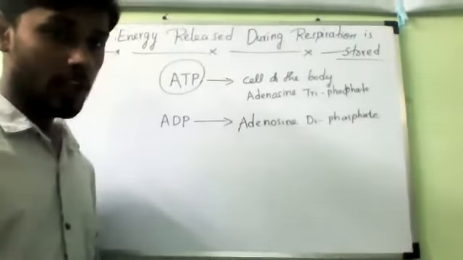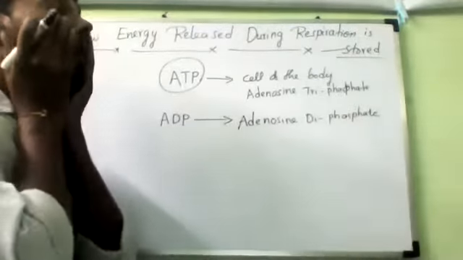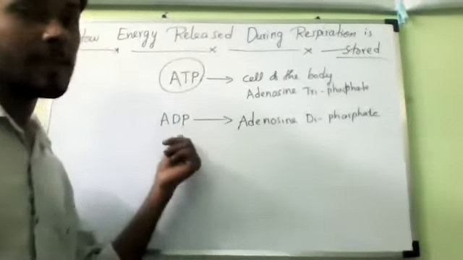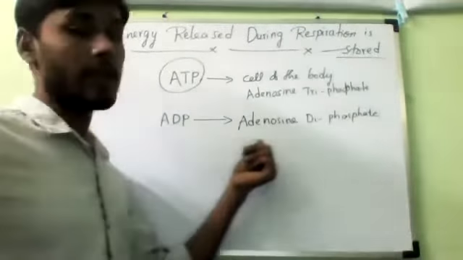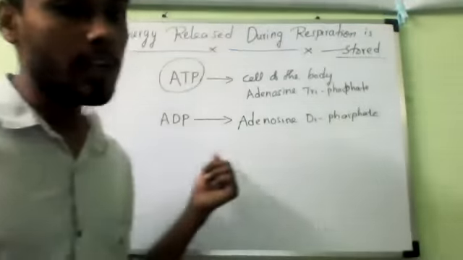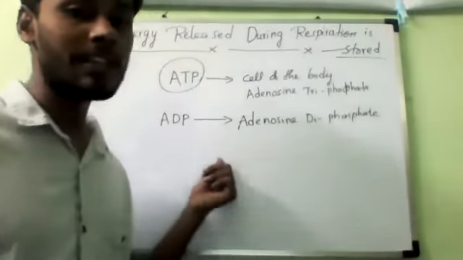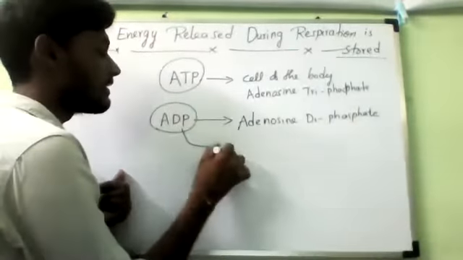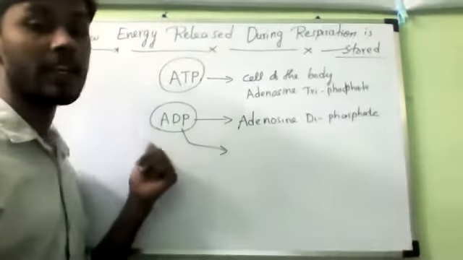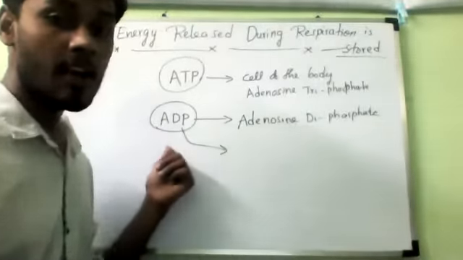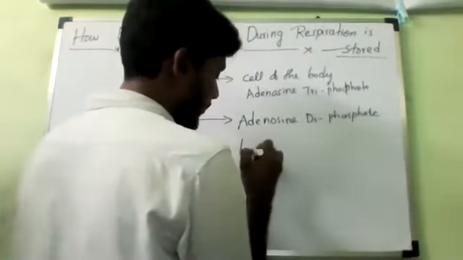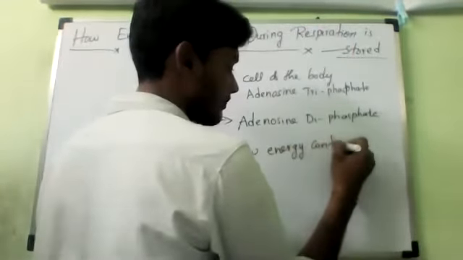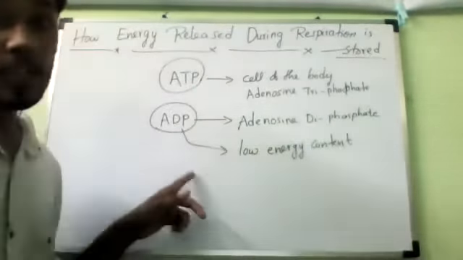Now, ADP, which we call adenosine diphosphate. These ADP molecules are present in a cell. What is the difference between ADP and ATP? ADP has low energy content. That is the difference. Low energy content. This ADP has low energy content.